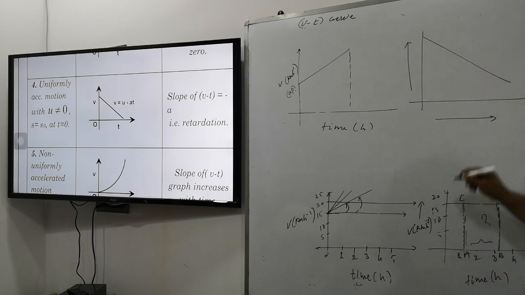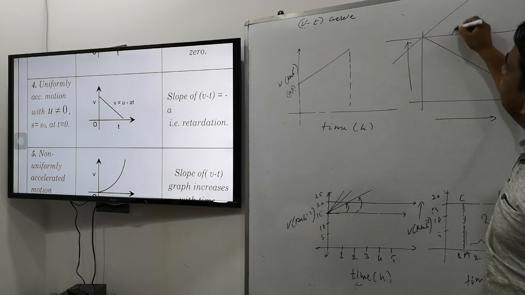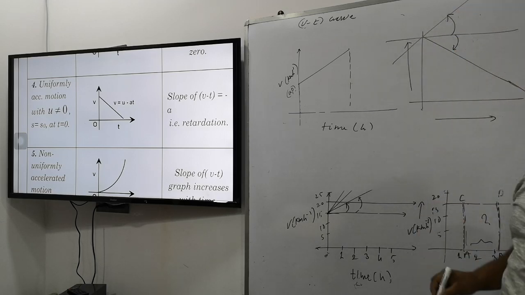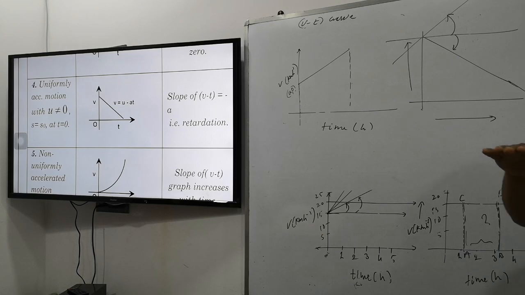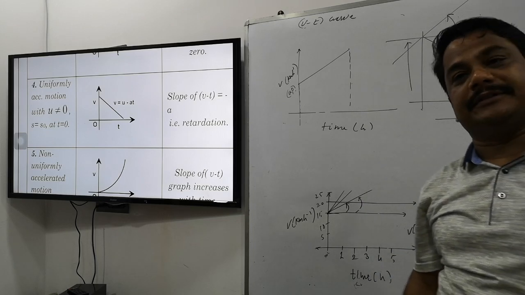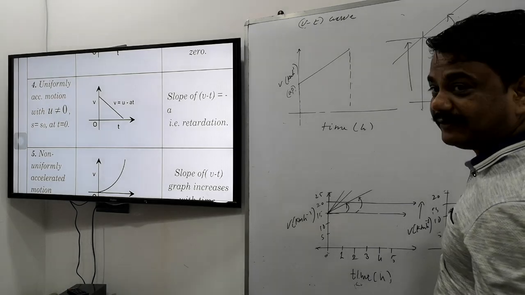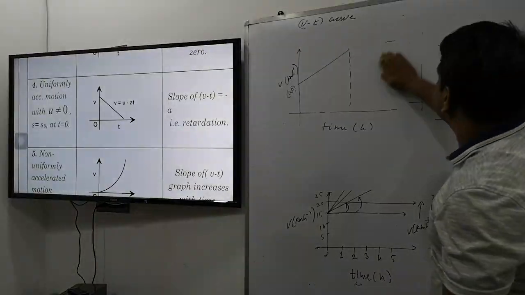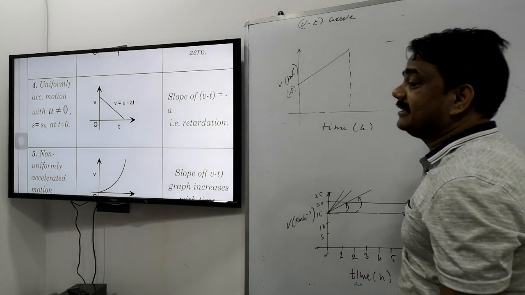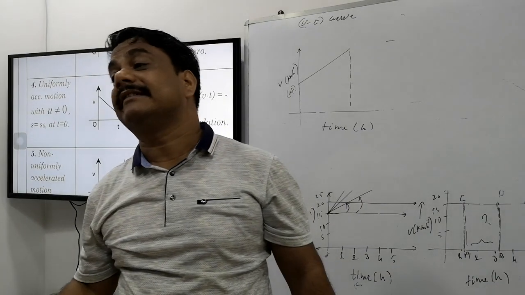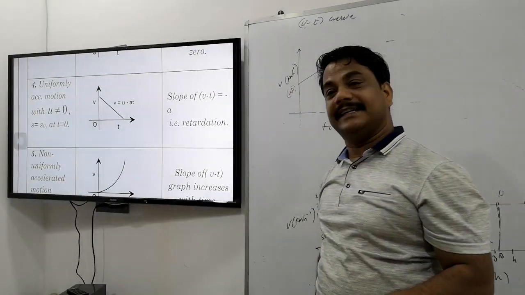So what type of motion is this? You must see this. Here the slope is taken positive, and here the slope is taken negative. Below the axis, parallel to the horizontal axis, the slope is taken negative, and above it the slope is taken positive. So what type of slope does this curve have? Negative slope. And negative slope means a decrease in speed, which means negative acceleration. Is that clear now?